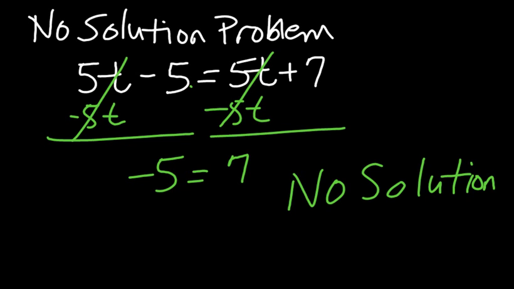All right, now there's a way you can tell at the beginning it's a no solution problem, okay? Here's how. Look, same variable on both sides, but different numbers. So the minute I subtract 5t, that's going to be gone, that's going to be gone, negative 5 equals 7. So if you see the same variable and different constants, you know that's probably going to be a no solution. And to make sure it is, you can just work it out, just like I did.